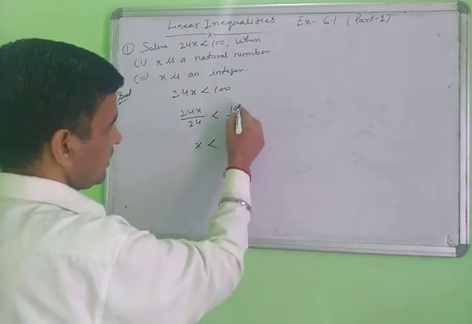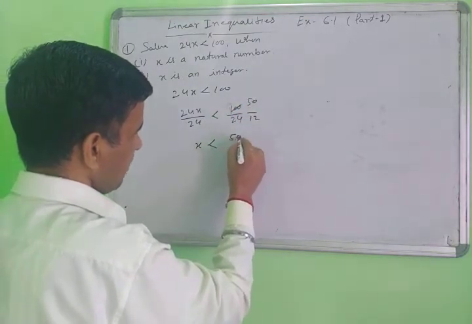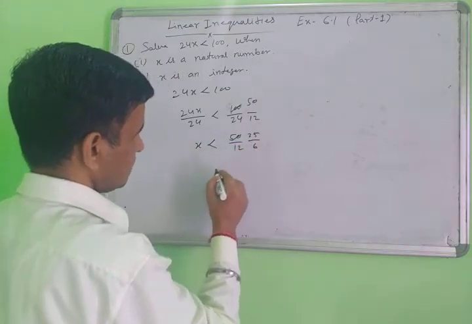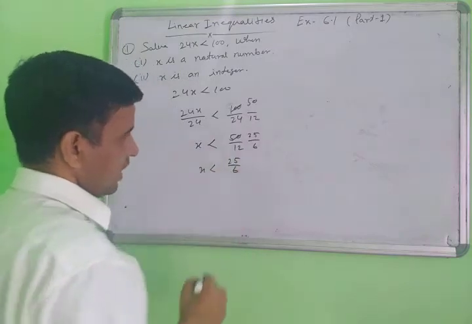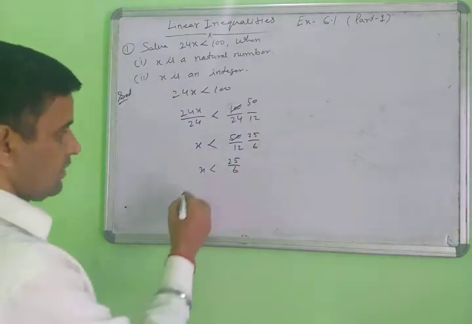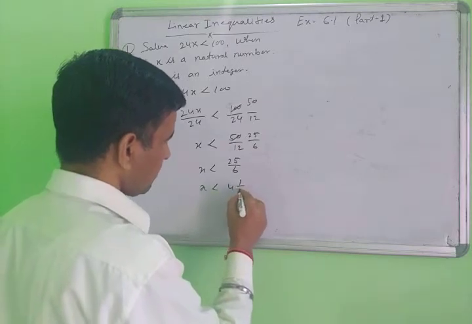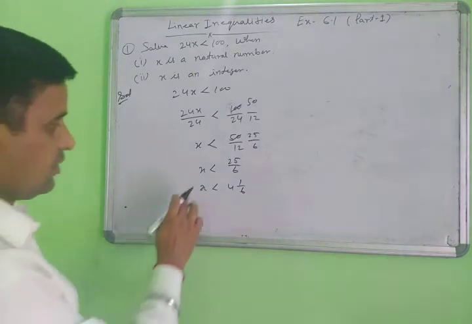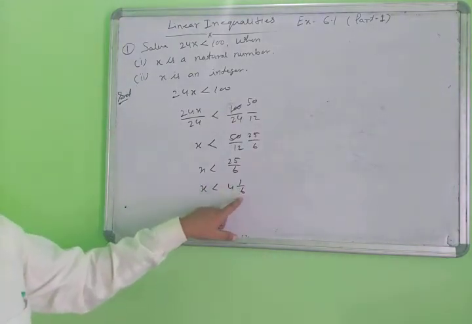Cancel 50 and 12, and 50 upon 12, again cancel, gives 25 by 6. Value of x is 25 by 6. And you calculate it: 4 times 6 is 24, remainder 1 by 6. So the value of x is less than 4 whole 1 by 6.